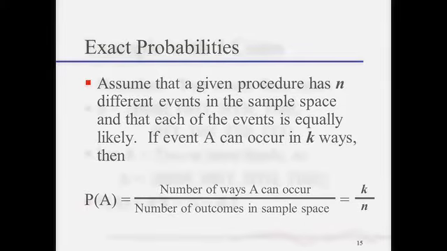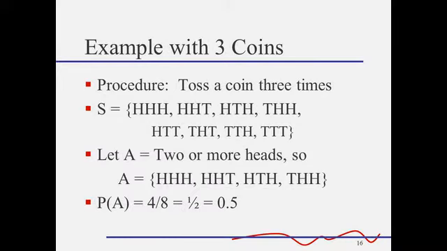Let's look at an example. Again, let's toss a coin 3 times. So that everything in the sample space is equally likely, this must be a fair coin. Let A be the event of getting 2 or more heads. There are 4 simple events that fit that criteria, and 8 simple events in the sample space. So the probability of getting 2 or more heads is 4 divided by 8, or 1/2, or 0.5.